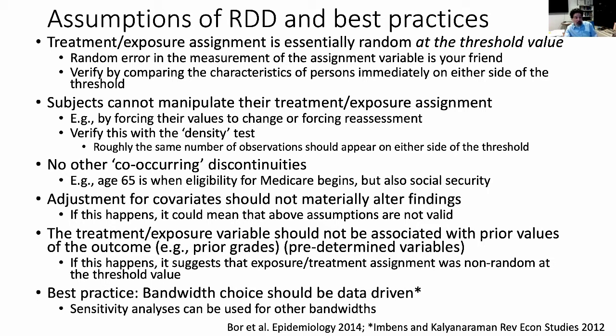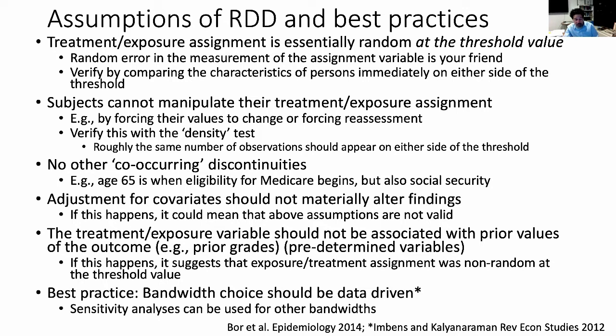Also, there should be no other co-occurring discontinuities. So in our country, Medicare, which is insurance for older people, begins at age 65. So you could think about a study that's looking at an age cutoff of 65 to see if Medicare has an influence on survival in the following year of eligibility. But then you also have to realize that there may be other things that happen at age 65, such as the Social Security system in the US, which kicks in at age 65 for many individuals. So this would be a potential problem for causal inference in regression discontinuity.